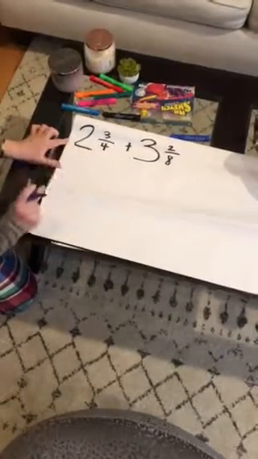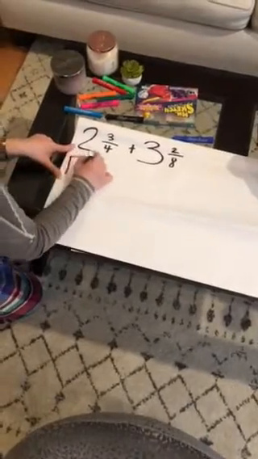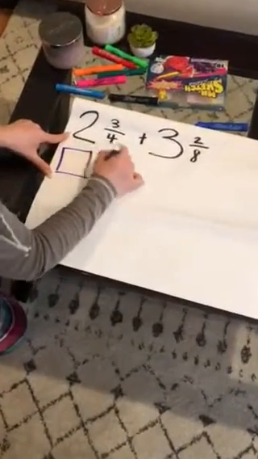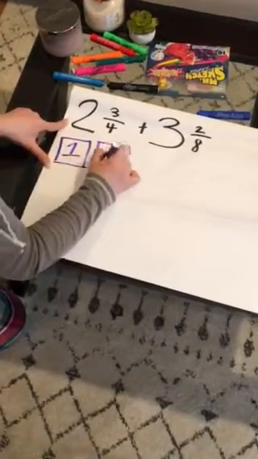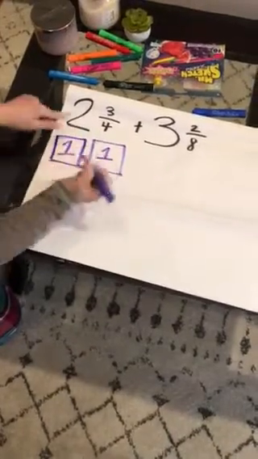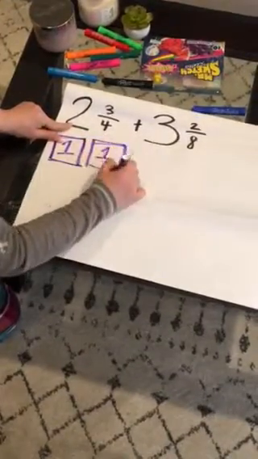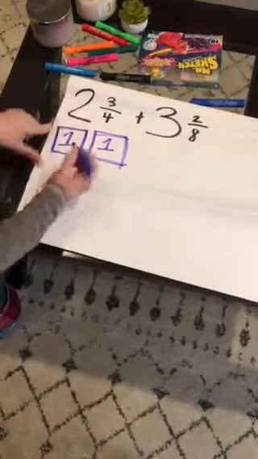So the first one I'm going to draw a picture for is 2 3/4. These squares actually represent one whole, so I don't need to split them up because they are one whole. And since there's two, I need to draw two of them. So here I have 2, and then I need to draw something to represent 3/4.